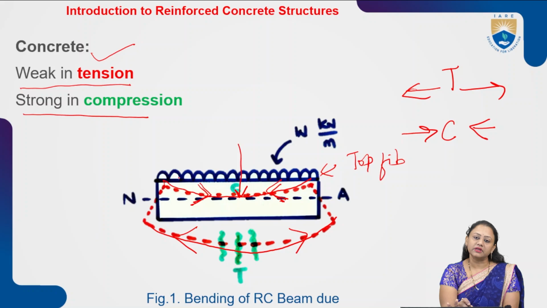So this concrete beam under a uniformly distributed load of W kilonewton per meter is going to bend as per the bending theory, and the top fiber is under compressive forces and the bottom fiber is under tensile forces, leading to cracking at the span of the bottom fiber. So this is the behavior of a reinforced concrete beam under a uniformly distributed load.